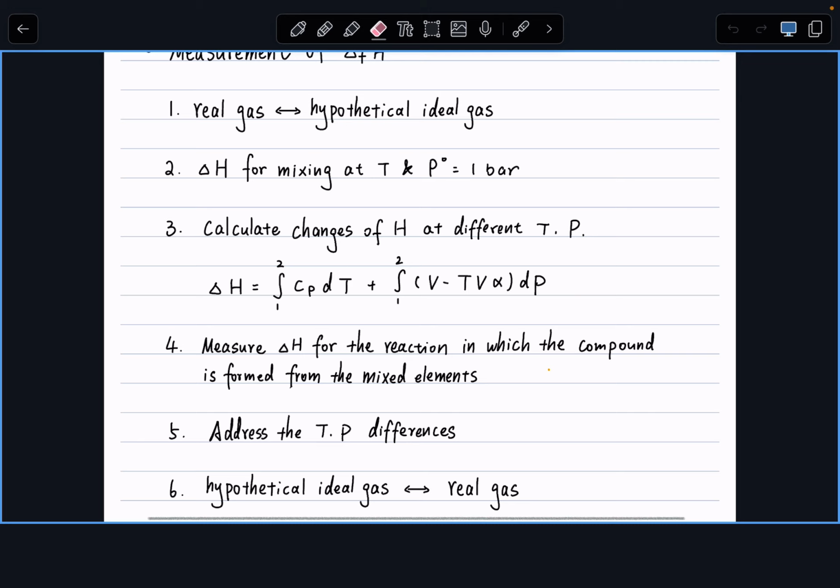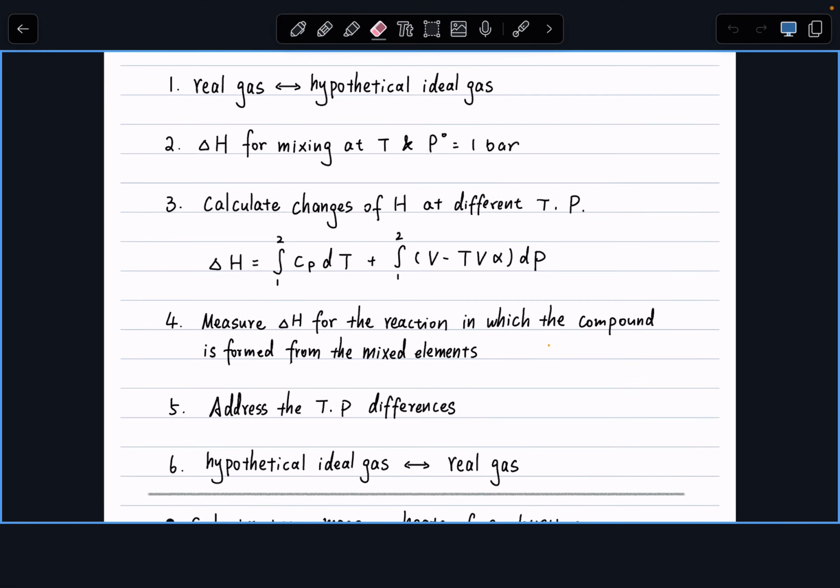Now, today we'll first talk about number 4, which is what is calorimetry, right? How do we use calorimetry to measure the reaction heat? The second goal, later on, we'll talk about how to translate real gas versus ideal gas and vice versa. So the first goal here is number 4, and the second goal here is number 1 and 6. So I'm going to go back to my iPad.